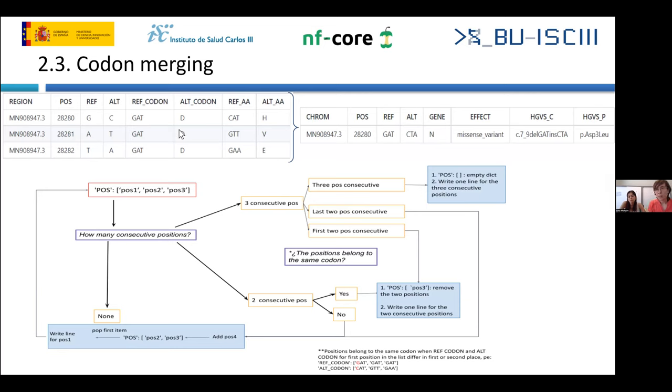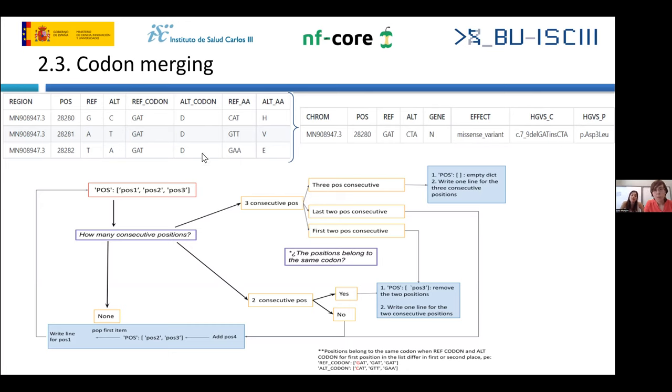Another functionality we've added, in this case we are going to talk about two new functionalities regarding the script ivar_variants_to_vcf, the script that converts the IVAR output to VCF format. There we added two new functionalities regarding codon merging and strand bias.